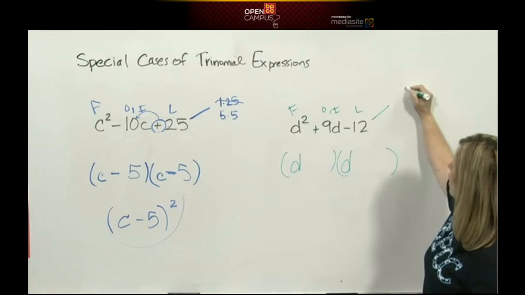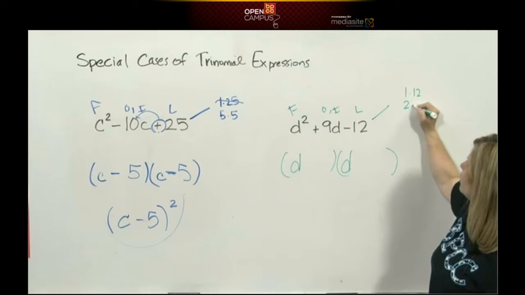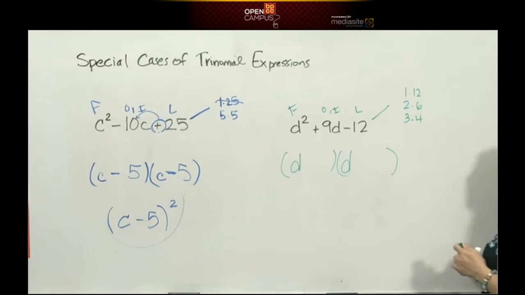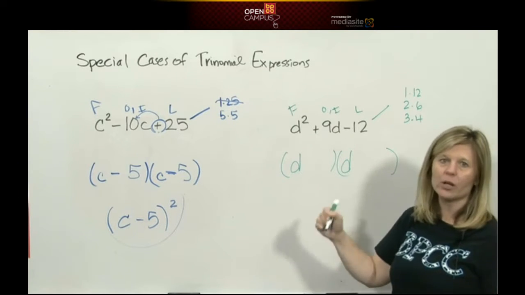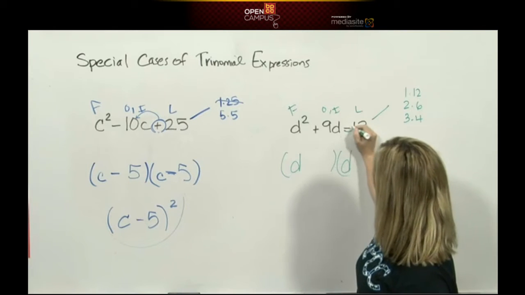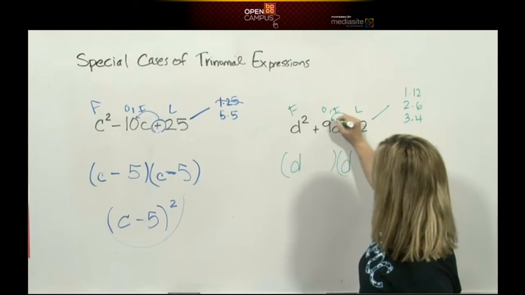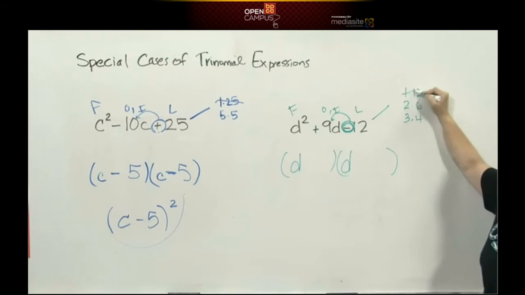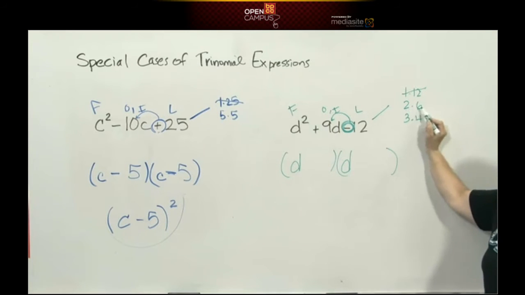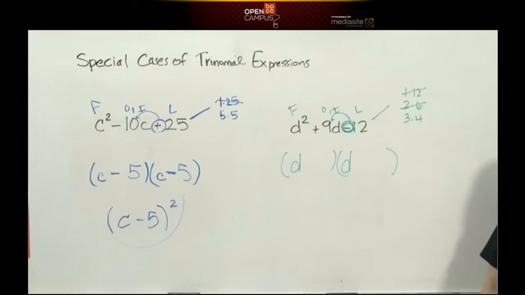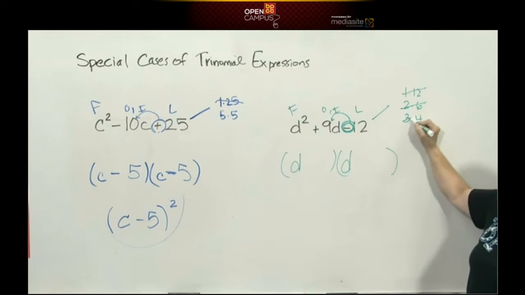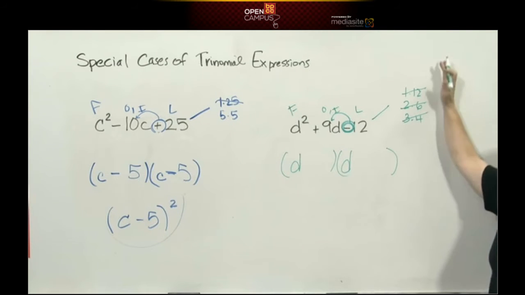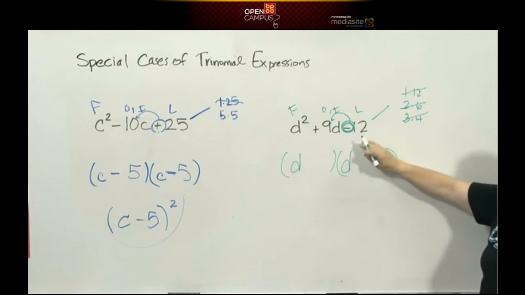What are my options for 12? 1 and 12, it's even. 2 and 6, 3 and 4, I know I'm done. All right, great. Read. What does it want you to do? It wants you to multiply to 12 and subtract to what's in the middle, which is 9. So let's go. 1 and 12, if I subtract, it gives me 11. That does not work. 2 and 6, if I subtract, it gives me 4. That doesn't work. 3 and 4, if I subtract, it gives me 1. That doesn't work. You have exhausted all your options. There are no more options here. Nothing else can multiply to 12.